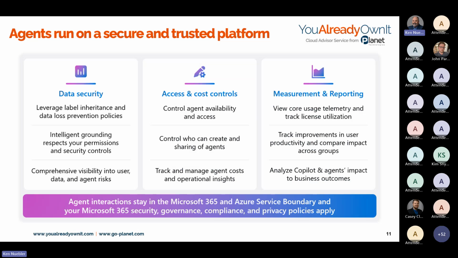Let's take a closer look at how agents operate within secure and trusted environments, one that aligns with your organization's existing M365 and Azure security standards. We start with data security. Agents inherit your Microsoft 365 sensitivity labels and adhere to DLP policies. This ensures that sensitive information is protected by default. Grounding is intelligent. It respects your existing permissions and security controls, so agents only access what users are authorized to see. And for oversight, you get comprehensive visibility into user behavior, data access, and agent-related risks.